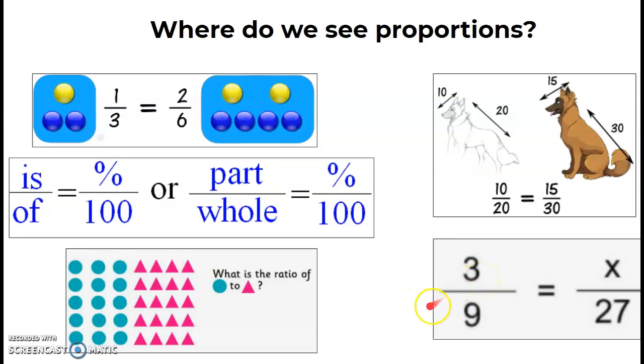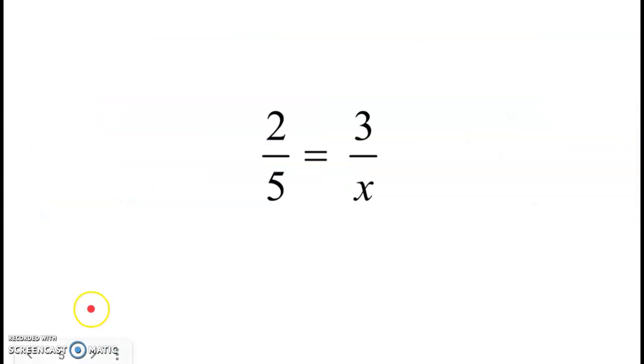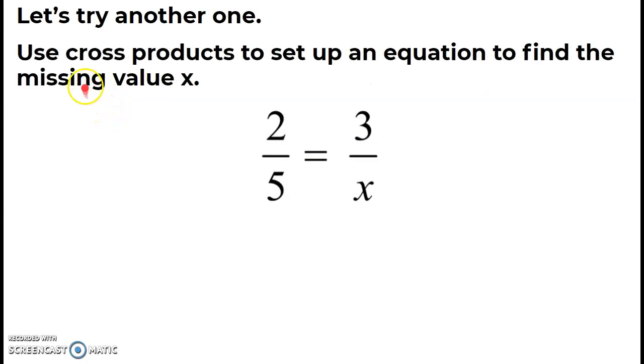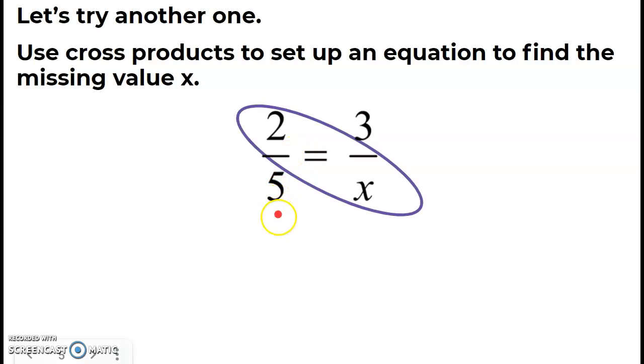And this is where we're going to use our cross multiplication to solve for that x, and then use a regular one-step equation afterwards. So this is one of the ones that, if we remember back in Unit 2, you see your two ratios, 2/5 equals 3/x. Let's see how we solve this one. You're going to use your cross products to set up an equation to find the missing value x. So you're going to multiply and do your butterfly wings.